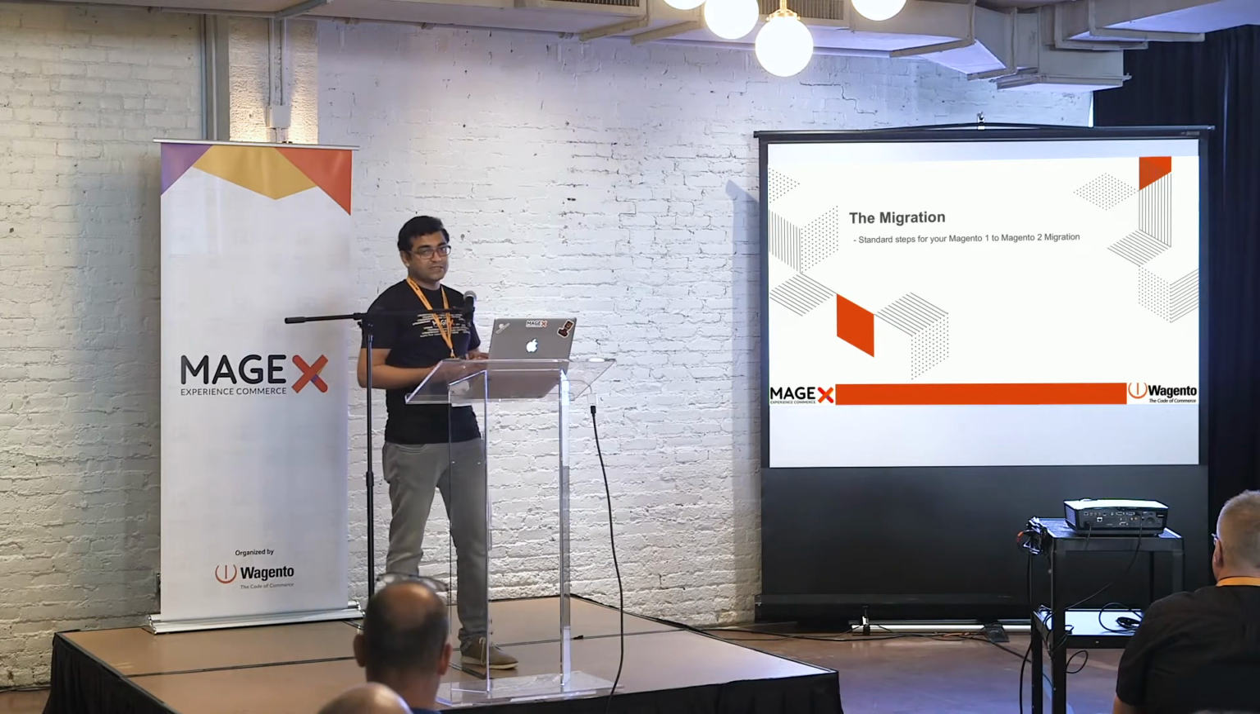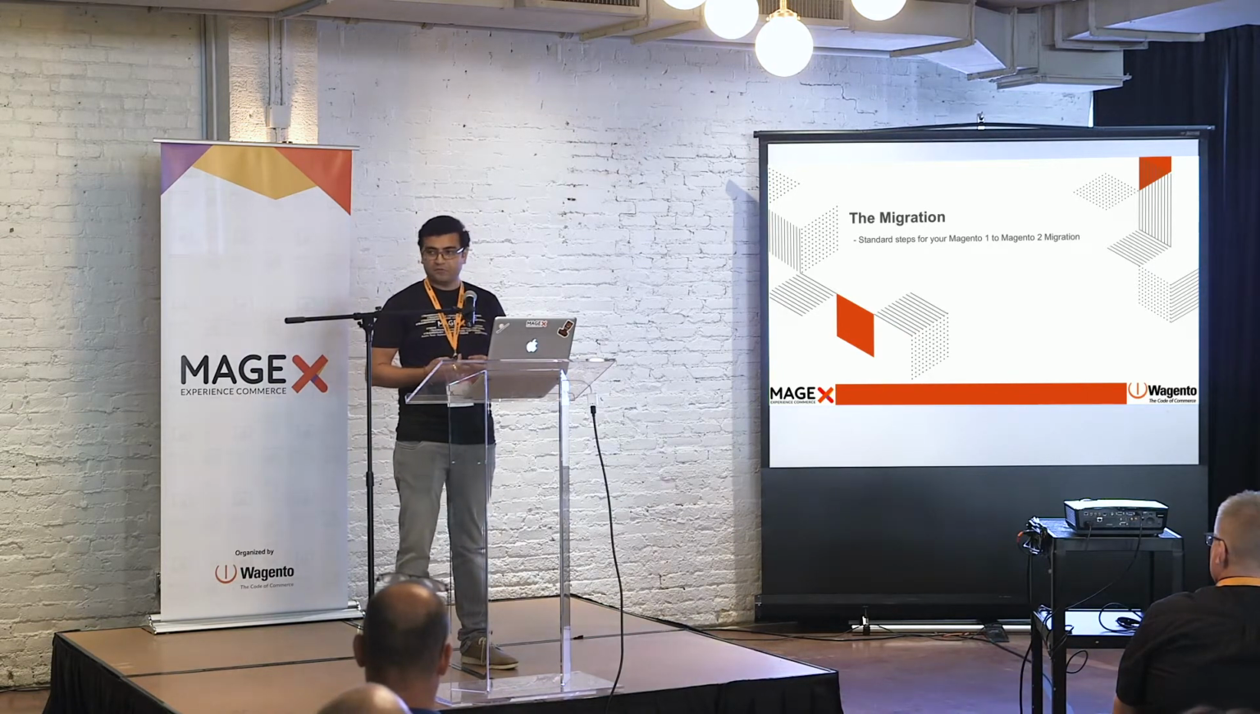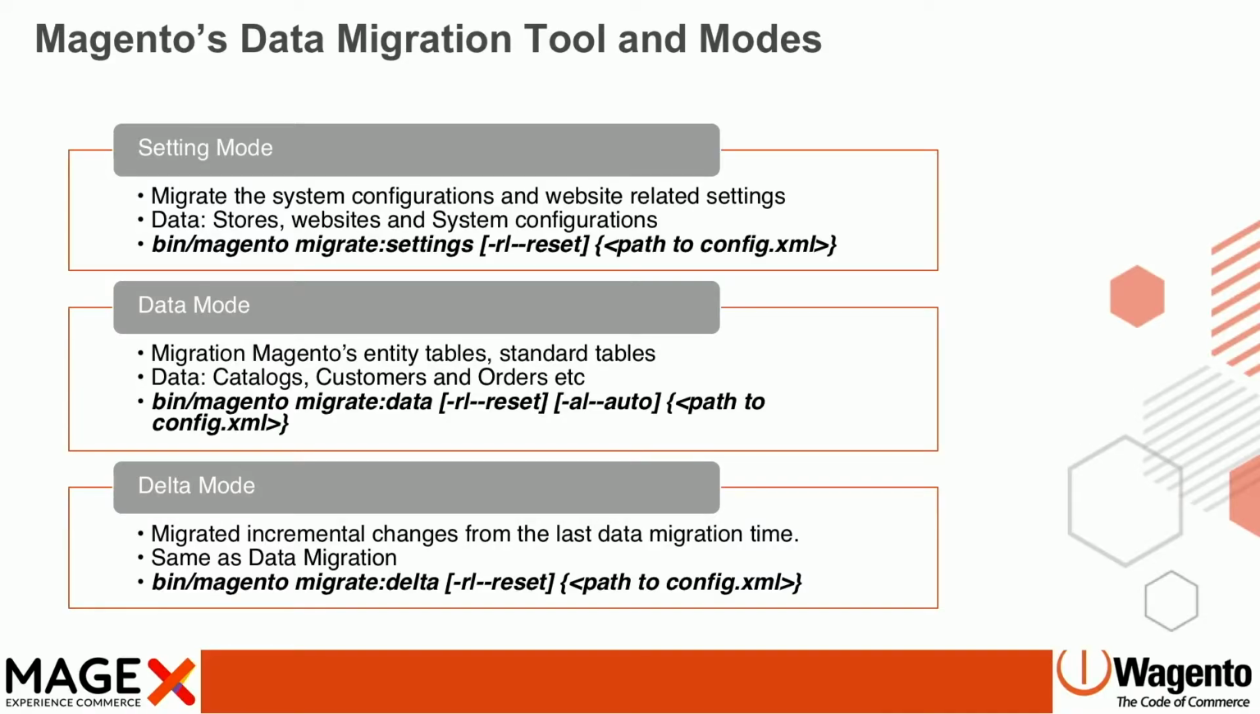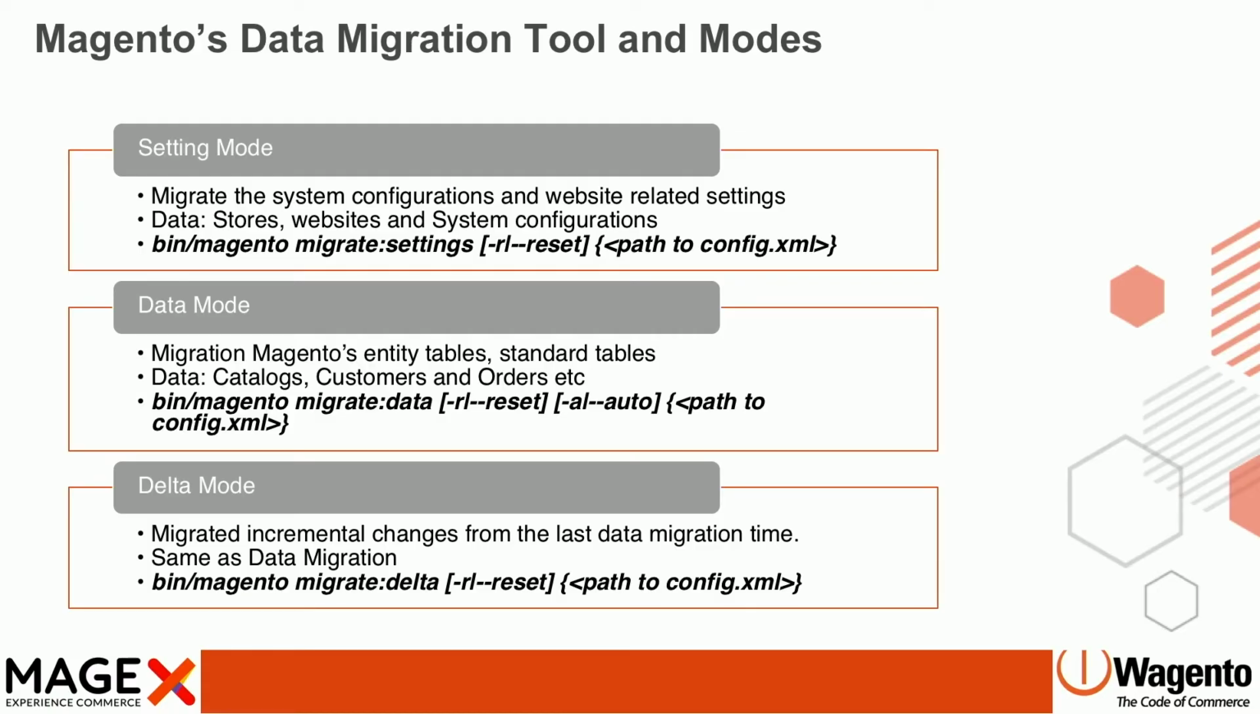Now we are going to discuss the standard steps you need to follow during the Magento 1 to Magento 2 migration. In the data migration tool, Magento has three modes: settings mode, data mode, and delta mode. During settings mode, Magento migrates all your M1 settings to Magento 2 settings, and you can see the command so you can use it to migrate all the settings. During data mode, it transfers all the data, like catalog, customers, orders, all the tables, from Magento 1 to Magento 2.